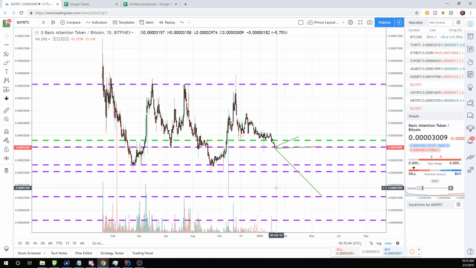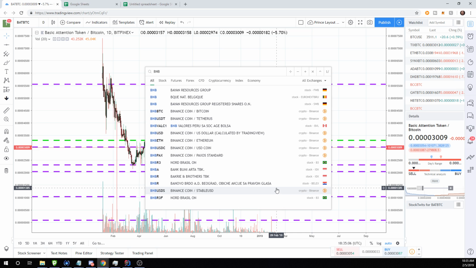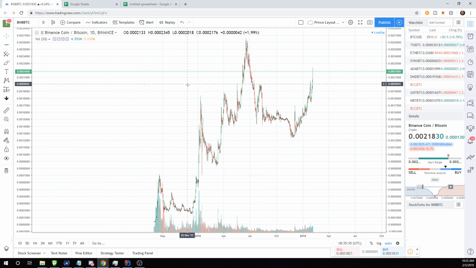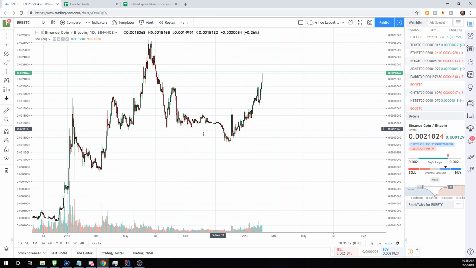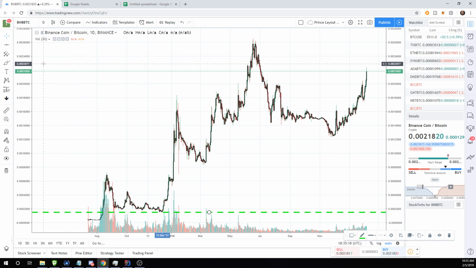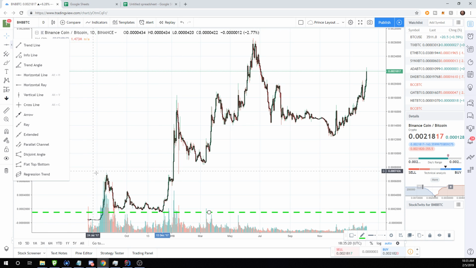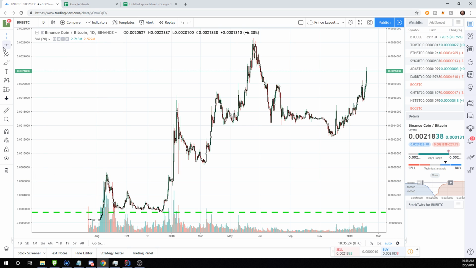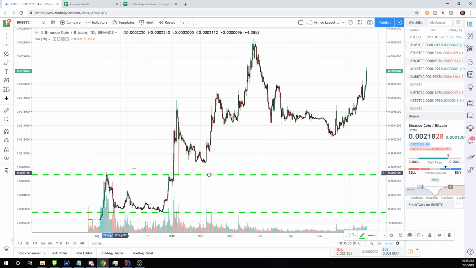All right, let's do one more. BNB BTC. Oh yeah, man. Check this guy out. Talk about a money maker. All right, what do we got? I definitely see some resistance. Definitely see, or sorry, support at that line. Definitely seeing resistance at this line right here.